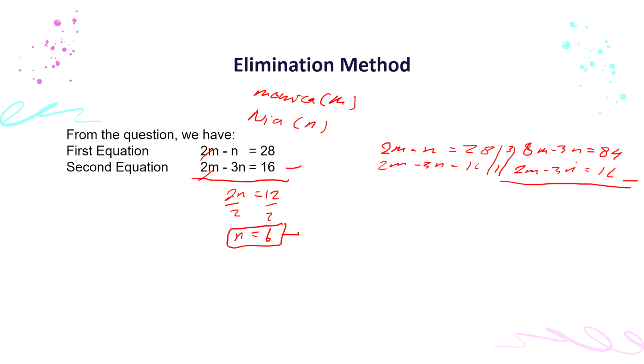We will subtract both sides, so we get 4m is equal to 68. We can divide both sides by 4, so we get the value of m is 17. So we know that the age of Monica is 17 years old, and Nia's age is 6 years old.